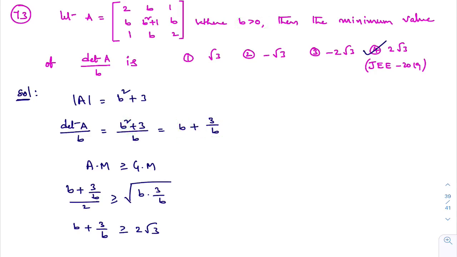So you know this step, arithmetic mean is greater than or equal to geometric mean. From progressions we learn this. So arithmetic mean of two numbers is what? A plus B by 2. Arithmetic mean of these two numbers is what? These two numbers divided by 2, greater than or equal to geometric mean of these two numbers, that is square root of B into 3 by B. Okay. So here I got this relation because I know arithmetic mean is greater than or equal to geometric mean. So this is the question given in JEE 2019.